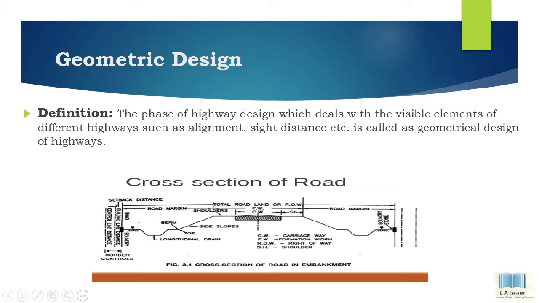What is geometric design? The phase of highway design which deals with the visible elements of different highways such as alignment, side distance, etc. is called geometric design of highways. Means while constructing the highways or before constructing the highways, we have to design different elements of highways. Okay. From the definition, it is one phase of highway design in which we can design the physical elements of different highways.